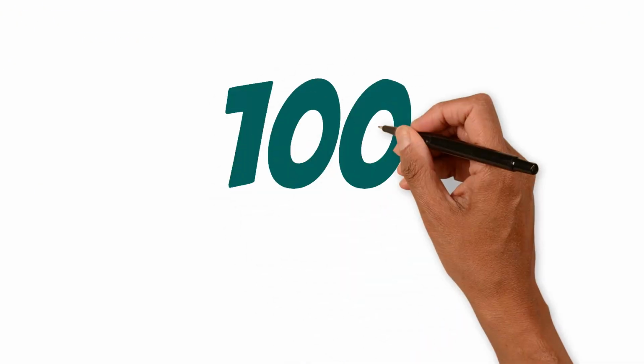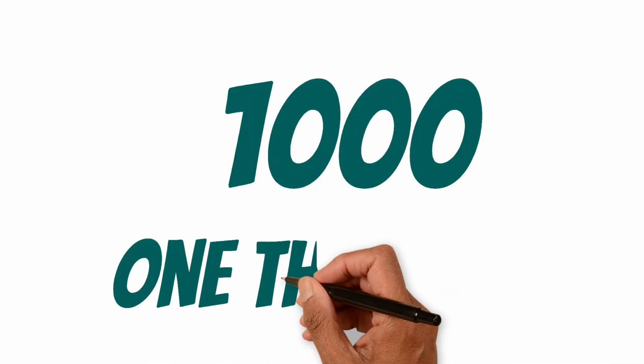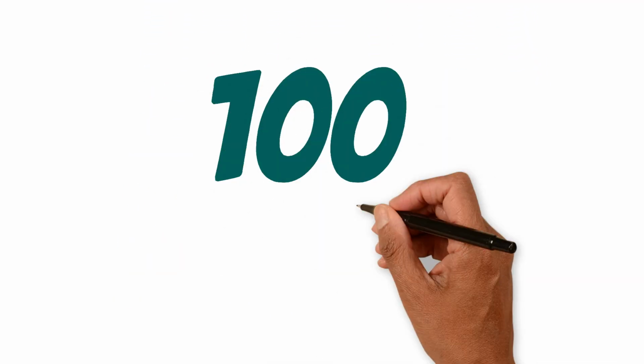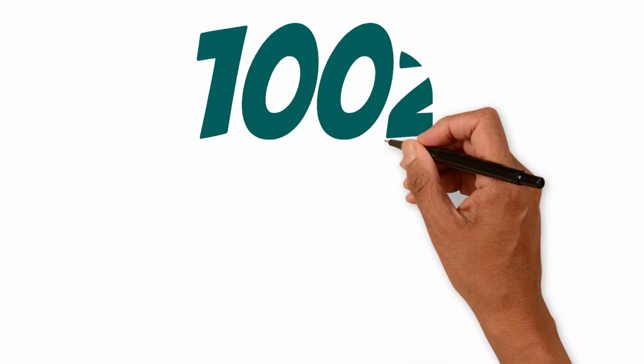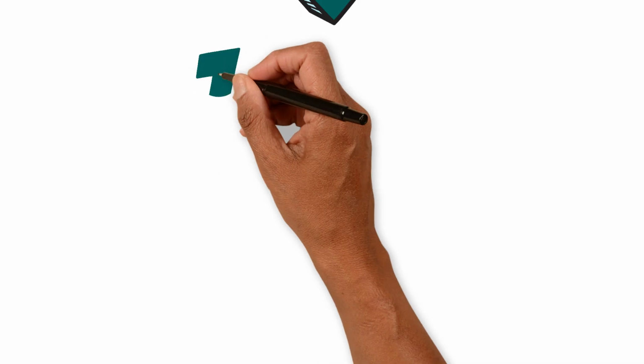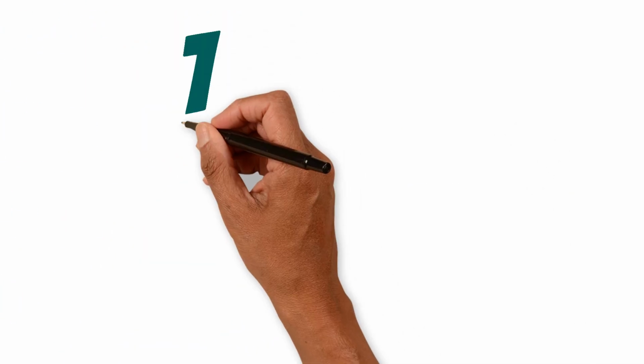1000. The formula is similar for 1000. We have 1001, 1002. This continues to 1099. Then the formula changes slightly.